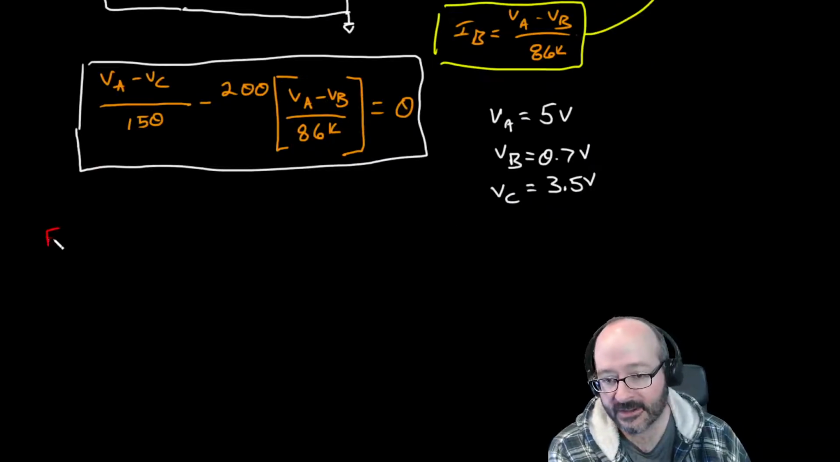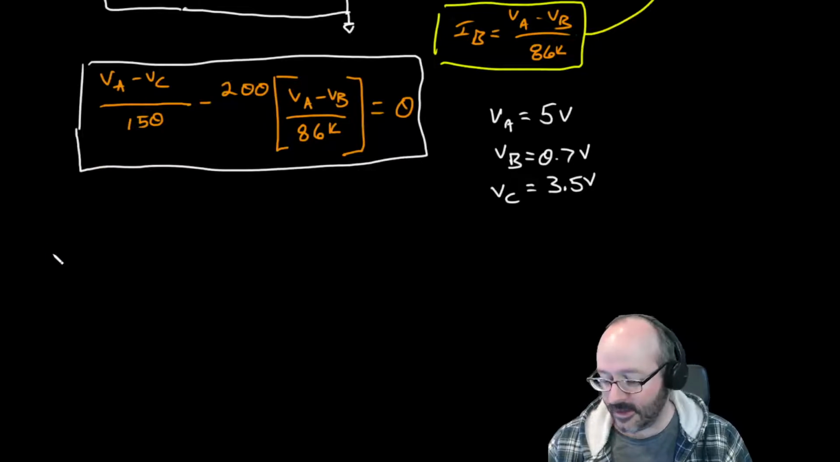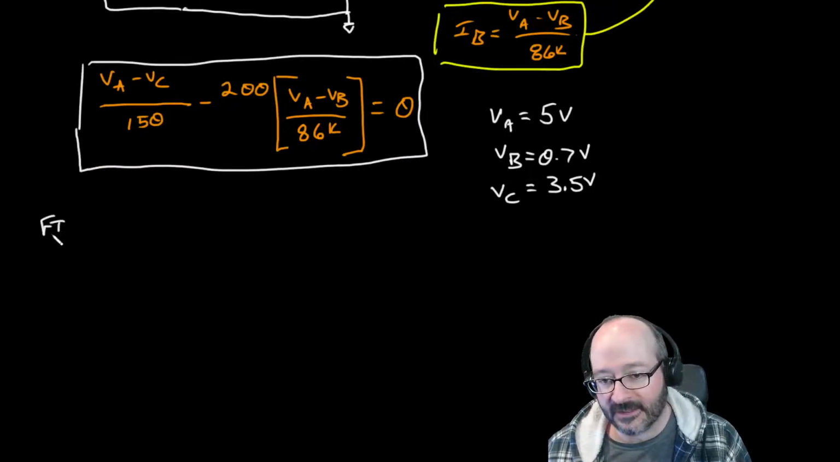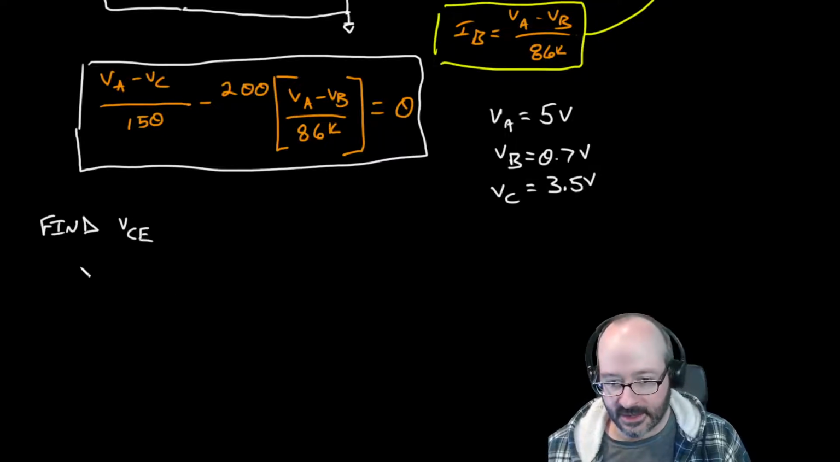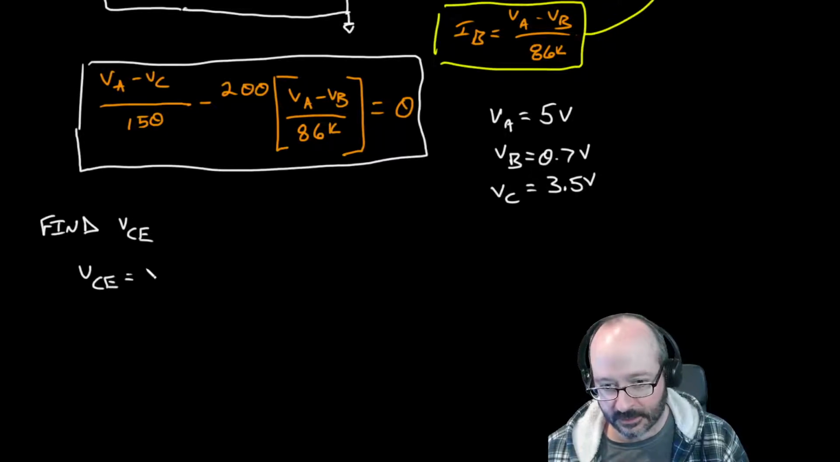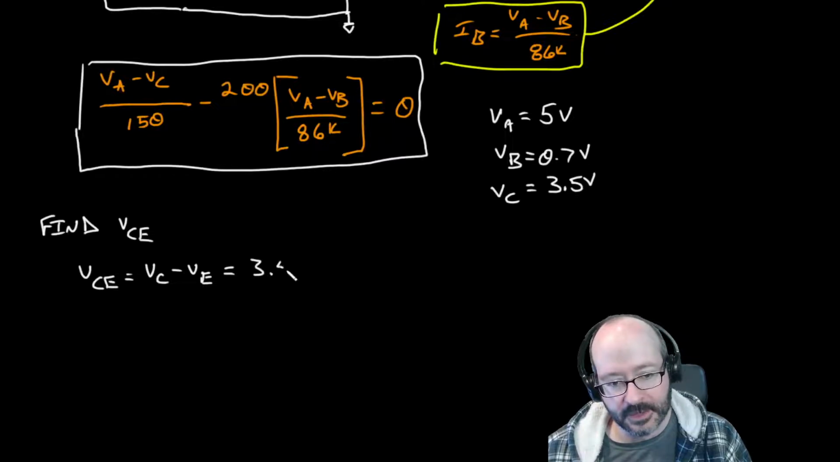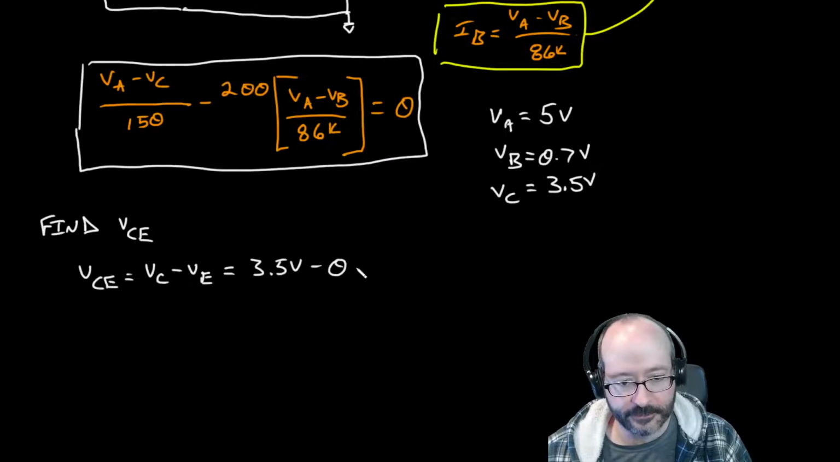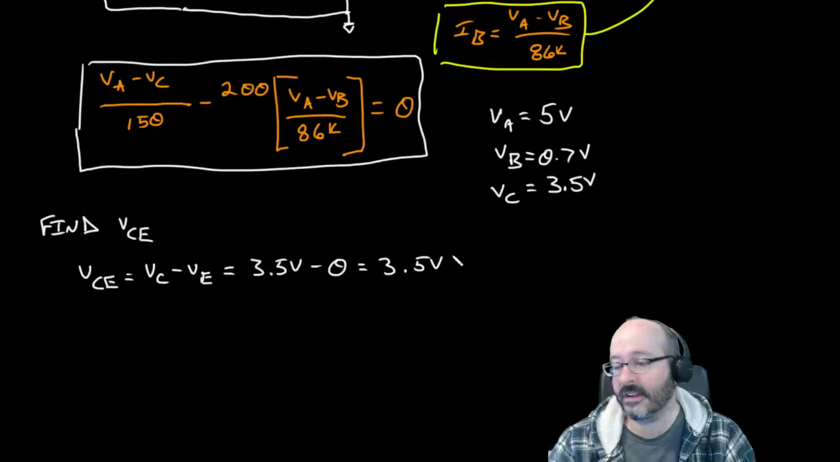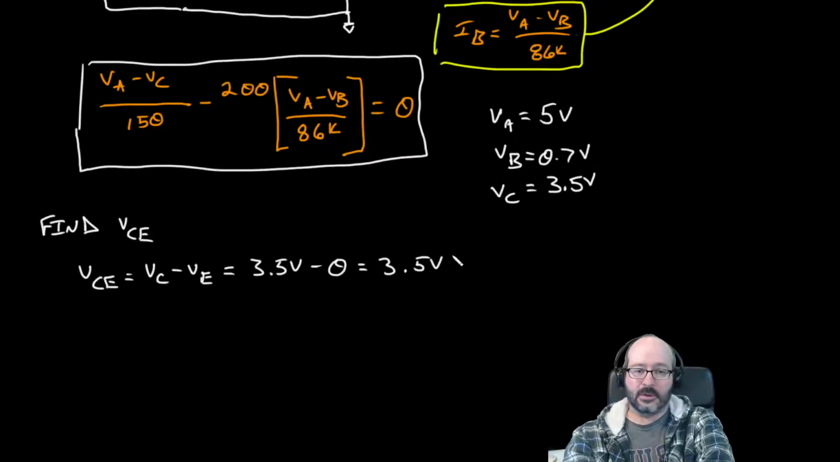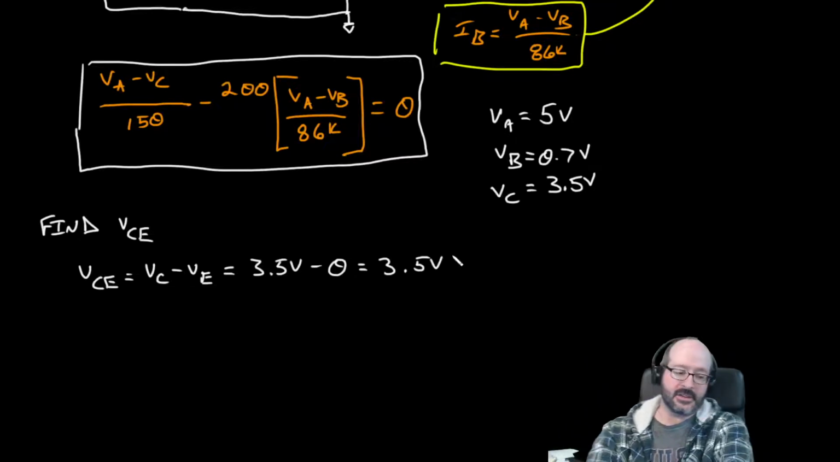Let's find VCE. And again, that's as simple as saying VCE is equal to VC minus VE, and the emitter's grounded in this circuit. So this is just going to be 3.5 volts minus 0 volts. So VCE is also 3.5 volts. Now the question is, what does that tell us about the state of the transistor?